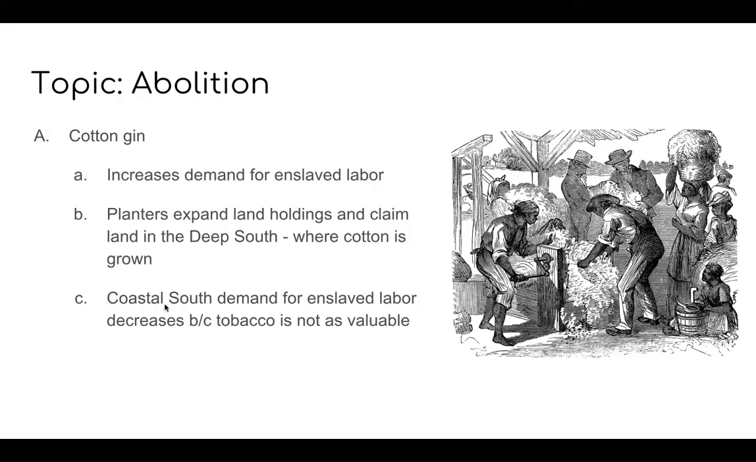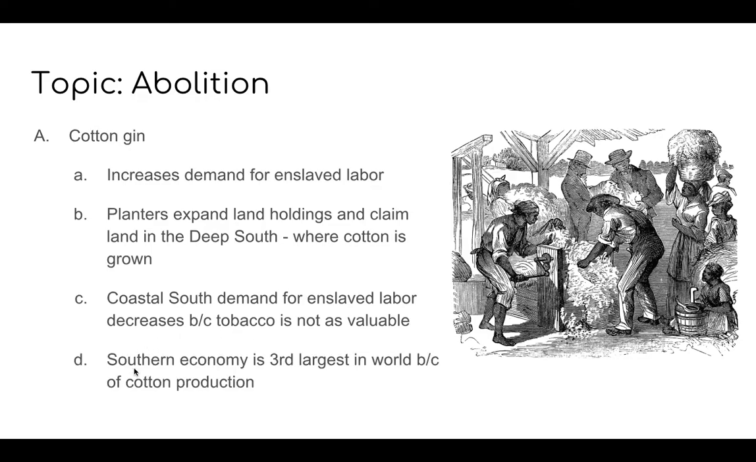The coastal South, which is where most enslaved labor existed before this move into the Deep South, is where tobacco was grown. But the demand for enslaved labor was decreasing because tobacco's popularity was decreasing. So enslaved labor decreases because tobacco is not as valuable. There were actually thoughts by historians that perhaps if there was never the invention of the cotton gin and the realization that cotton could make a lot of money, then when tobacco lost popularity, it would become unfeasible to own enslaved people, and the practice may have died out, or the laws may have changed earlier than they did.